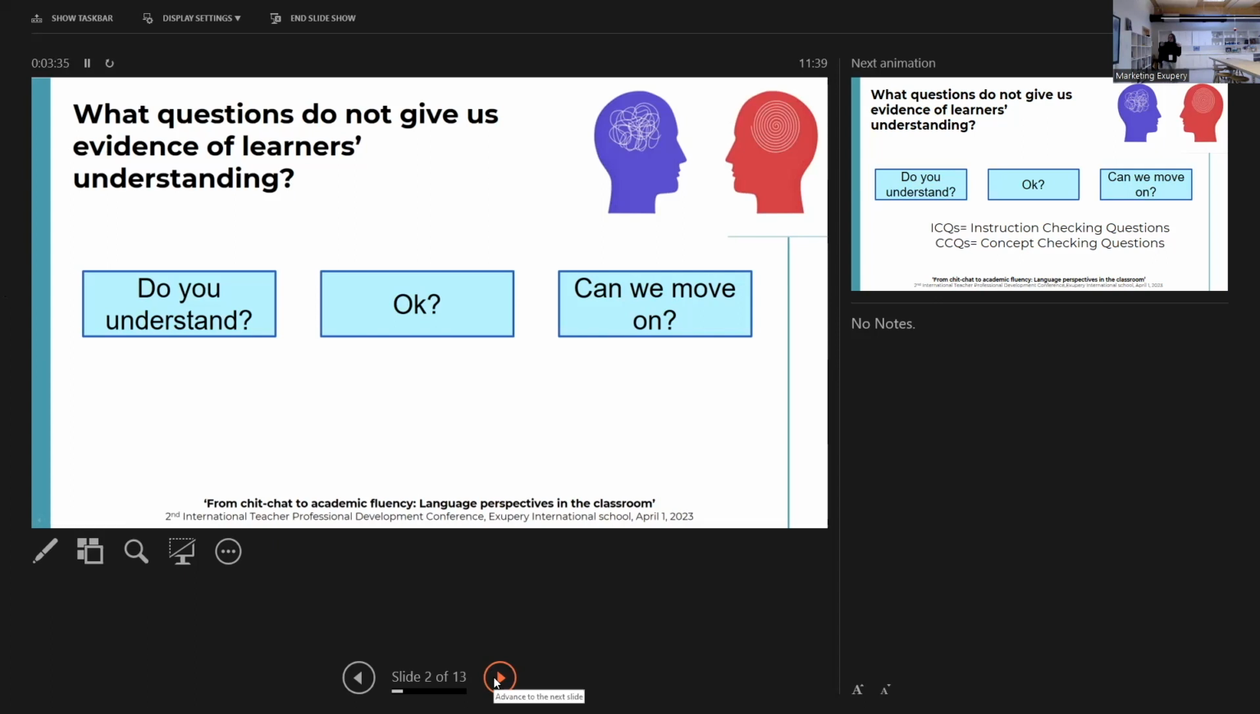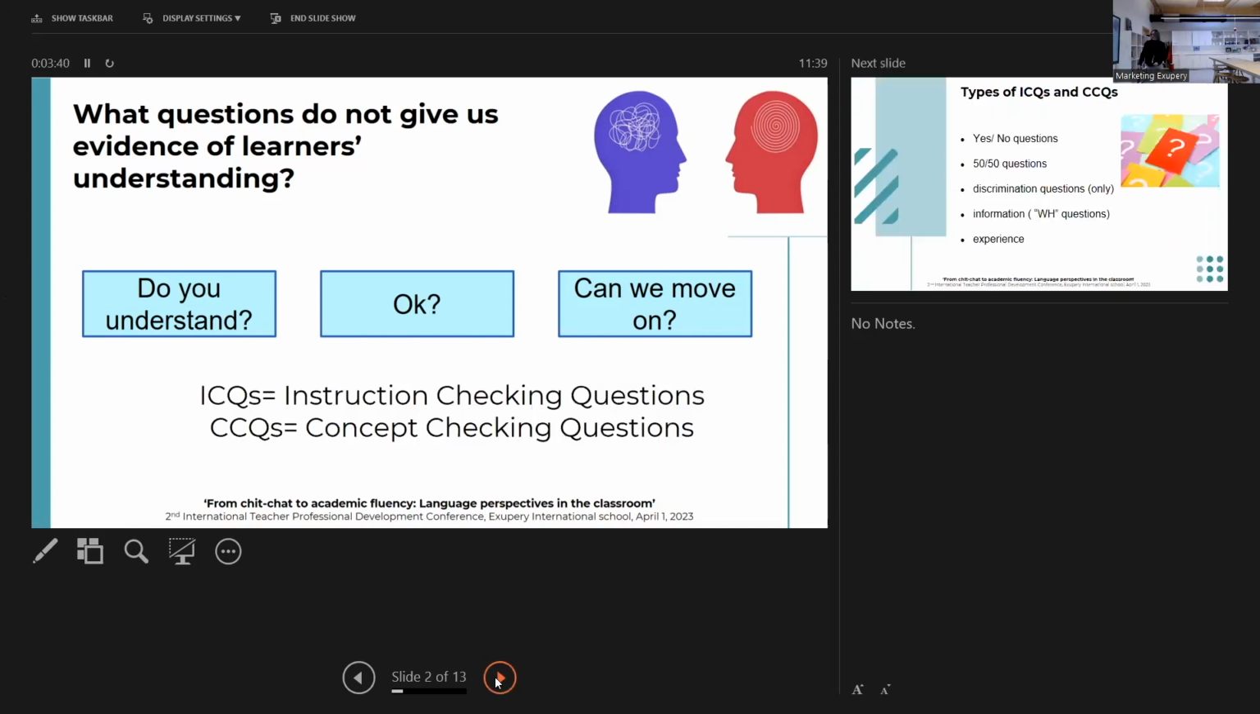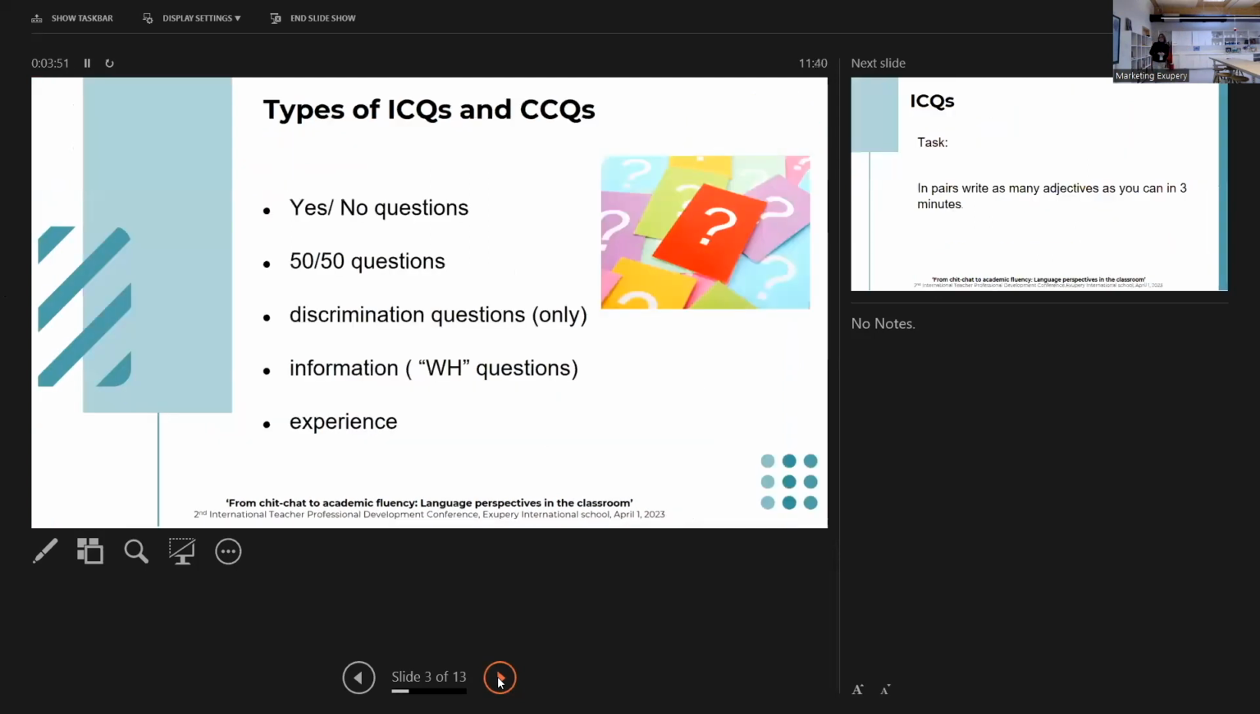So in order to avoid this situation and not use general questions, we can use instruction checking questions and concept checking questions, which are very specific, and they target a particular element of the concept you are going to check. Before we go into examples, the types of questions that we can use. I'm sure you all know types of questions, but just to give a bit of context. There are yes or no questions. For example, am I wearing boots? Yes.